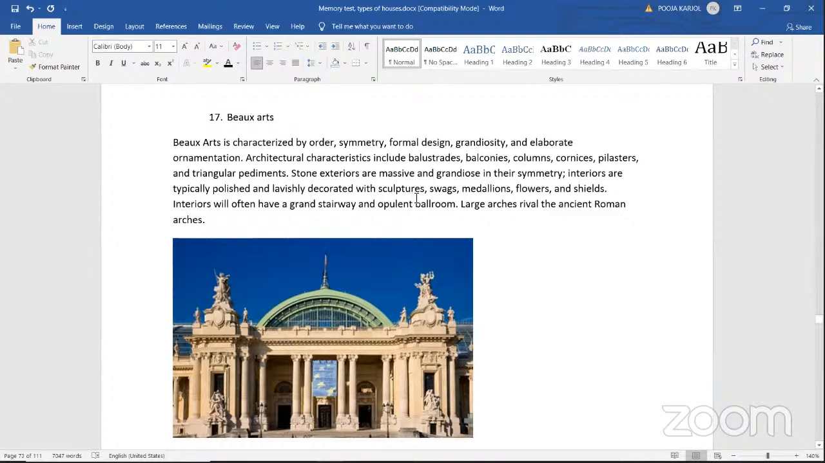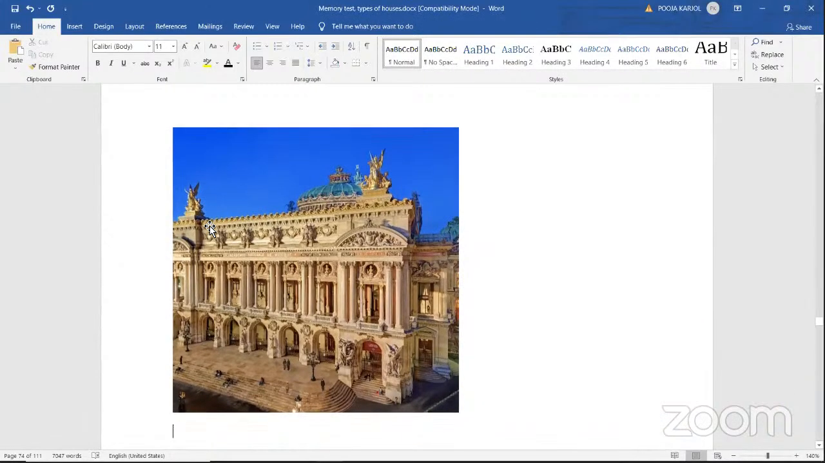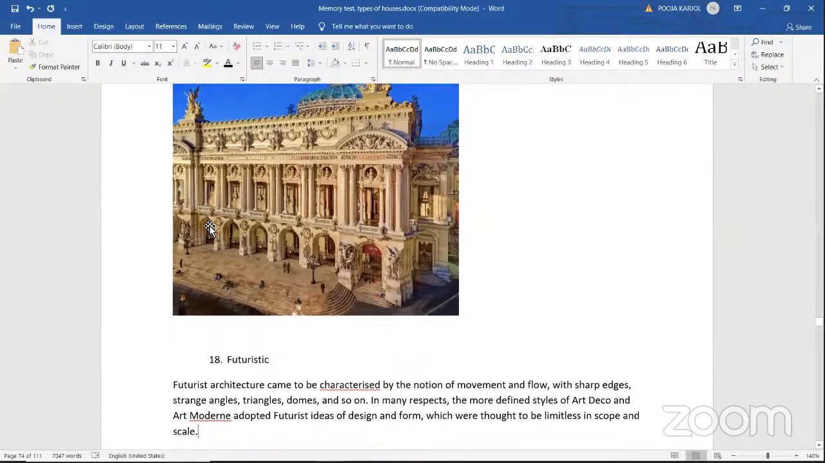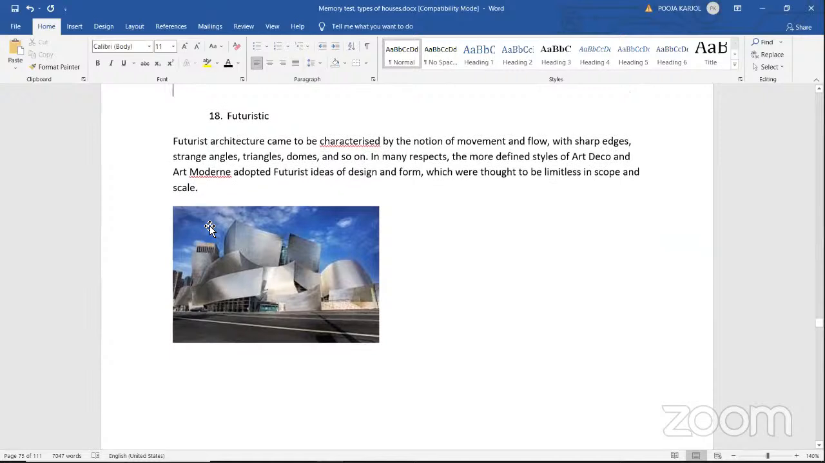See, lavishly decorated with sculptures, wreaths, medallions, flowers, shields, the whole nine yards. Interiors will often have a grand stairway and opulent ballrooms. Large arches rival the ancient Roman arches. Okay. They are bigger than the Roman arches. Also, I've heard of some buildings, obviously old, that have multiple ballrooms based on the occasion. If it's a private party, something else. If it's a public party, a bigger one. But all similarly decorated, meaning huge.